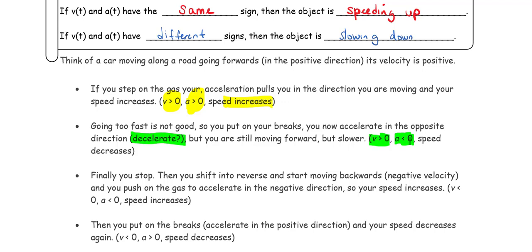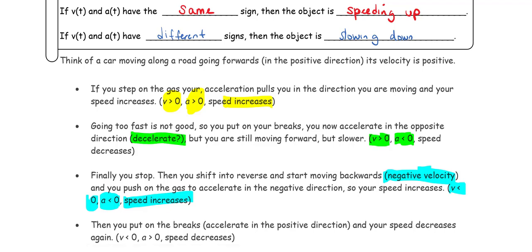Now you keep doing this until you finally stop, which is cool. You're not going to crash. But then you shift into reverse and you start moving backwards. So that idea of reverse is like negative velocity. And you're going to step on the gas because you want to reverse faster. So you're going to actually accelerate in the other direction to make it faster. So in this case, notice your velocity is less than 0, but your acceleration is in the other direction as well. And that's why you're actually going faster backwards. So yes, speed increases.